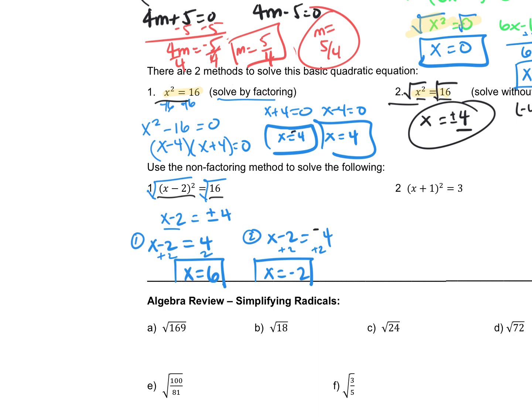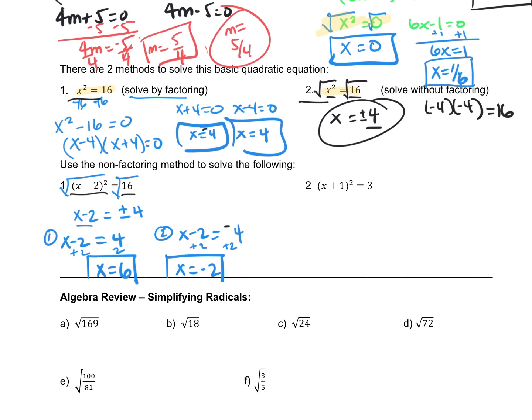For problem 2, same thing. Something squared equals a number. Doesn't matter what the number is, it equals a number. It doesn't have to be a perfect number, just a number. So the first thing I'm going to do is take the square root of both sides. What's left here is x plus 1. Over here, though, I have plus or minus the square root of 3. Okay? Now solve for x.